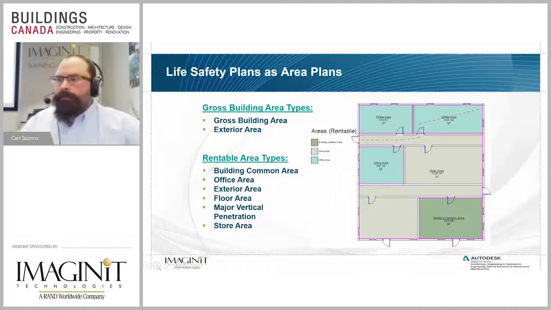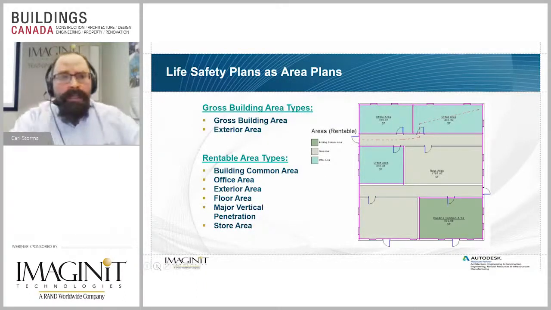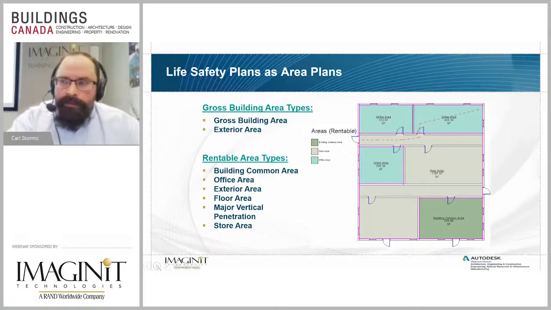If we move on, we also have the ability to do a couple of different area types as we're working inside of Revit. So we've got gross building area types, and inside that we've got two options when we're dealing with it. So we can do the gross building area or the exterior area. Those are your options, cut and dry, that's what you got.